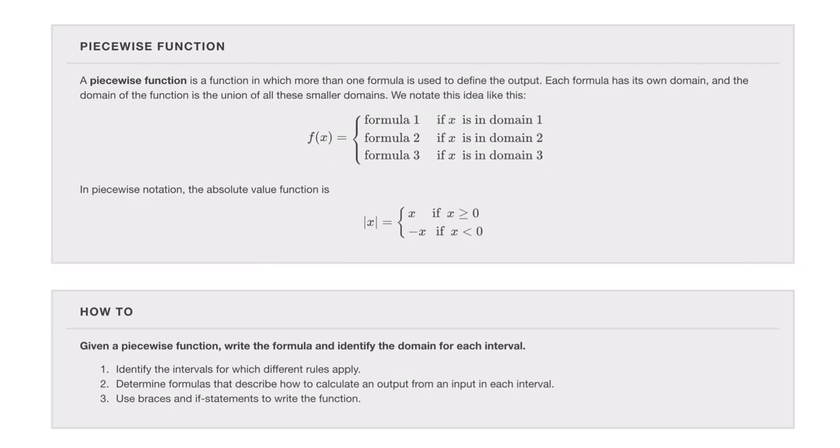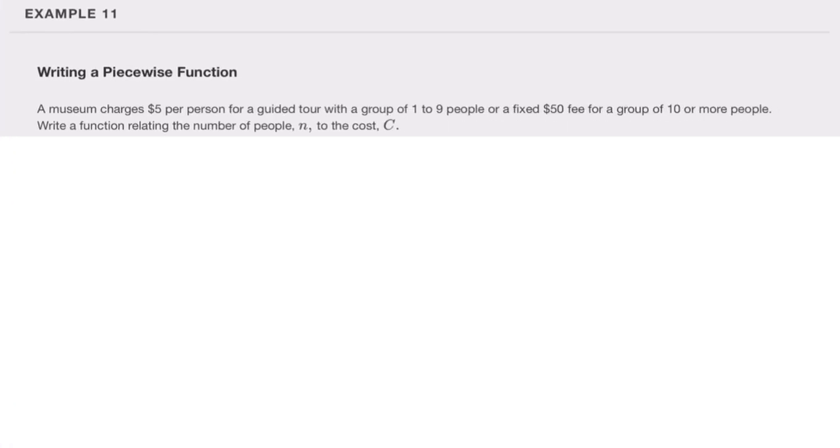So let's look at this example on writing a piecewise function. A museum charges $5 a person for a guided tour with a group of 1 through 9 people, or a fixed $50 fee for a group of 10 or more people. Write a function relating the number of people n to the cost. So the cost depends on the number of people.